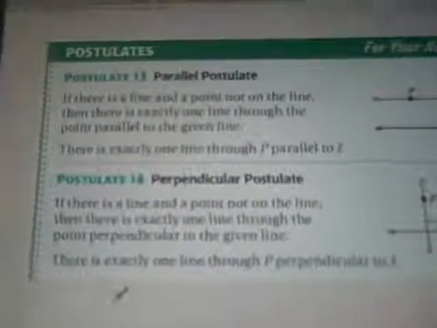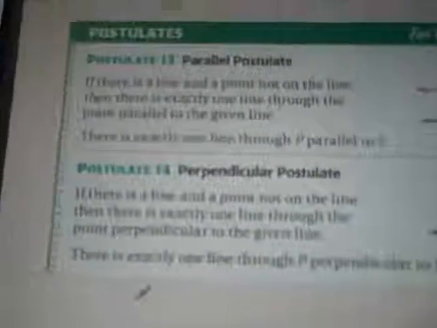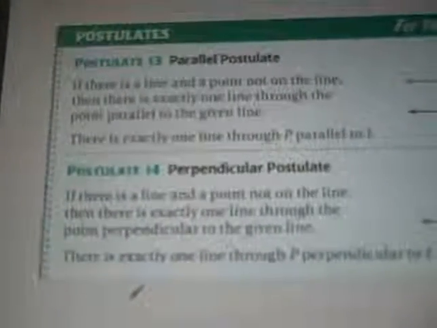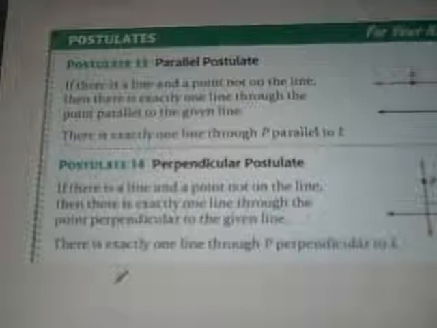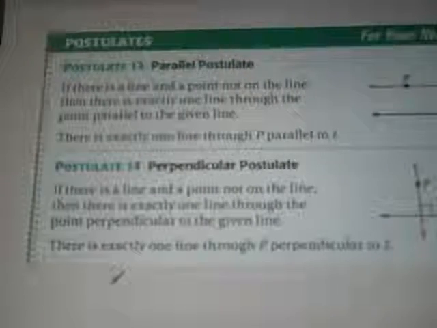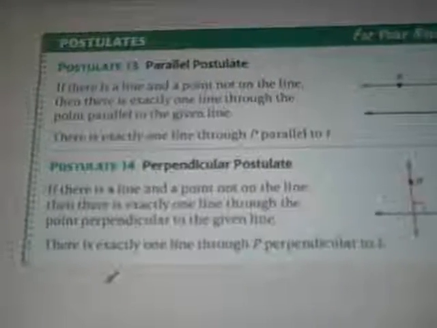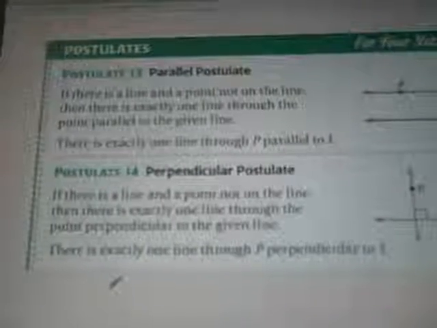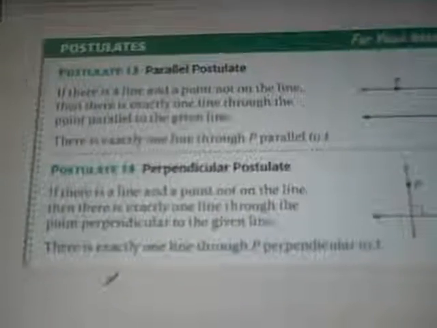Now, a couple postulates here for you. I know you've looked at these already, but I want to talk about them. They are written way harder than what they actually are. The first one says if there's a line and a point not on the line, then there's exactly one line through that point which is parallel to the original line.